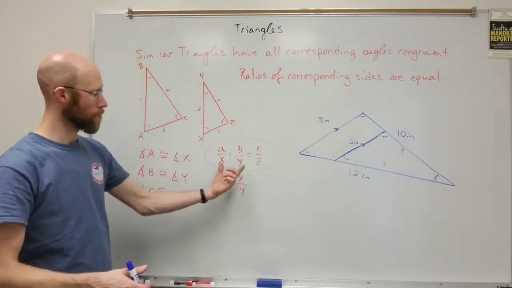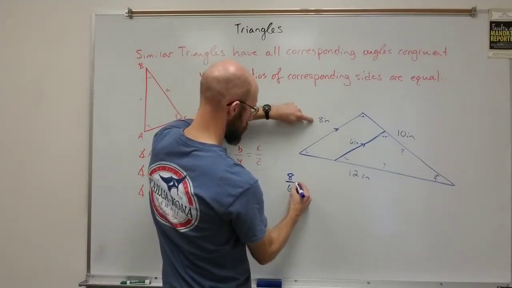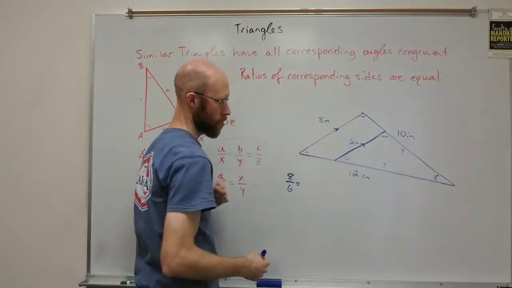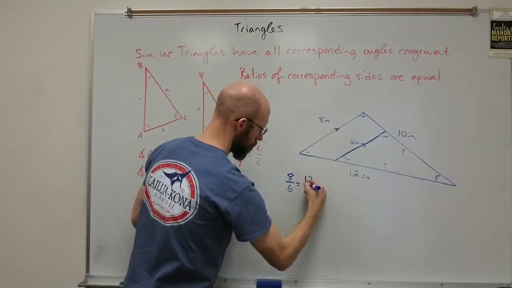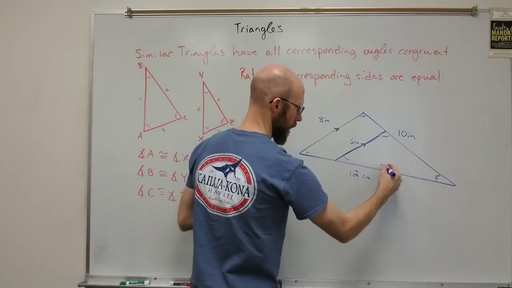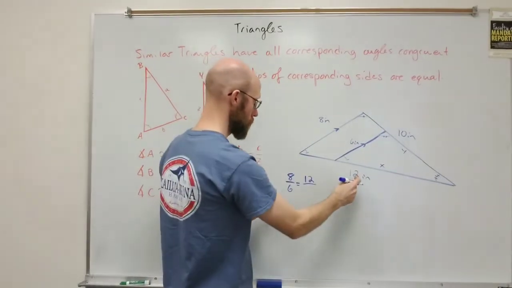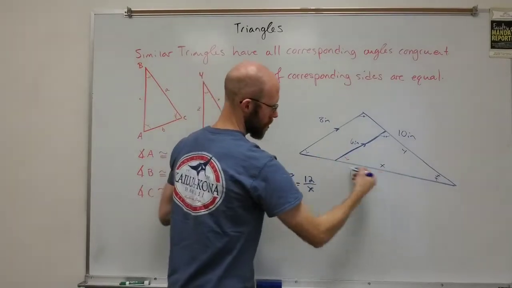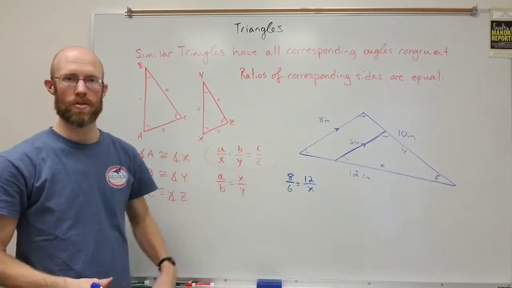Well, we can set up our proportions. We can say, well, 8 over 6, that's long over the corresponding shorter one, is equal to the long side 12 over its corresponding, maybe instead of a question mark, I'll put an X and a Y in there. That way there's some variables. So 12 over X, right? So long over short, corresponding sides form ratios that are equal.